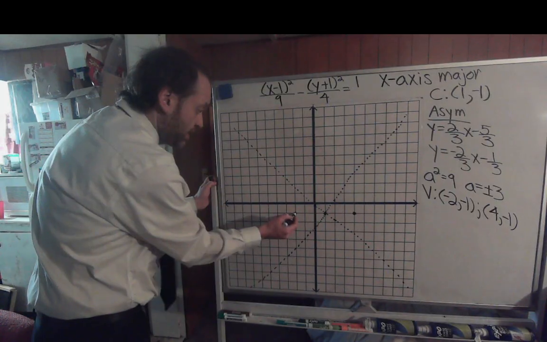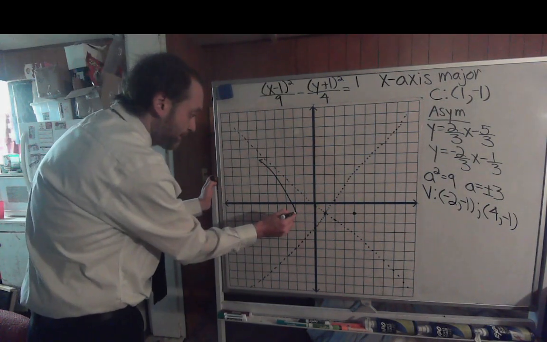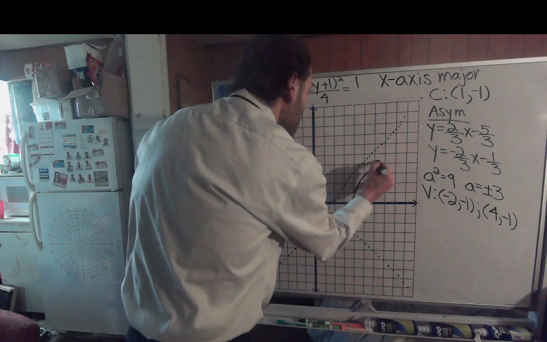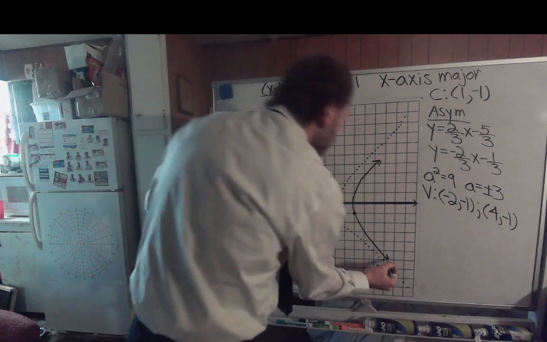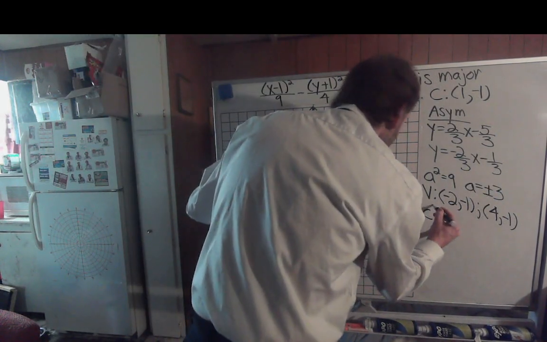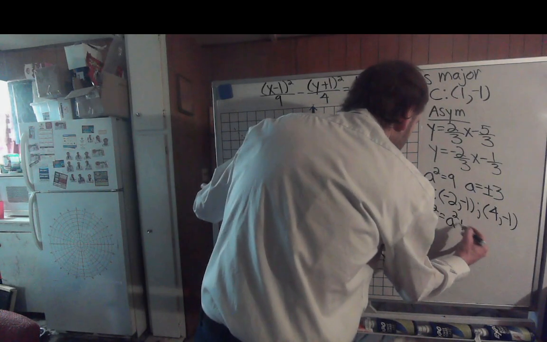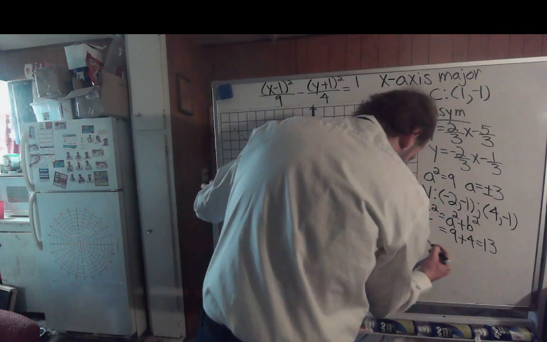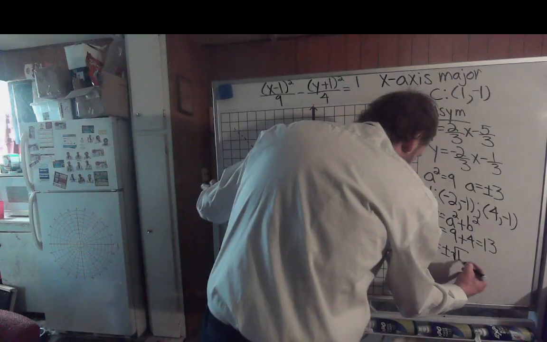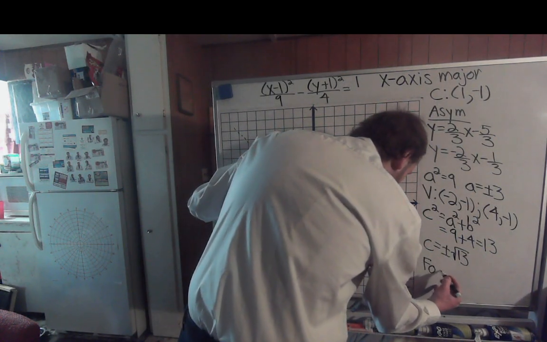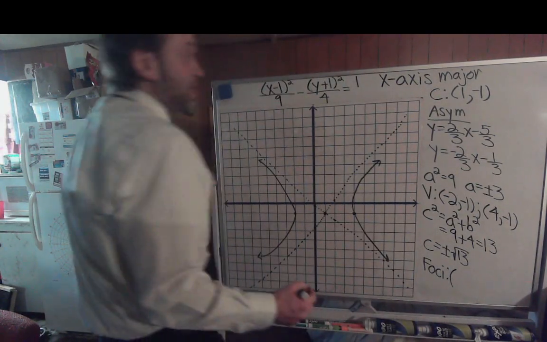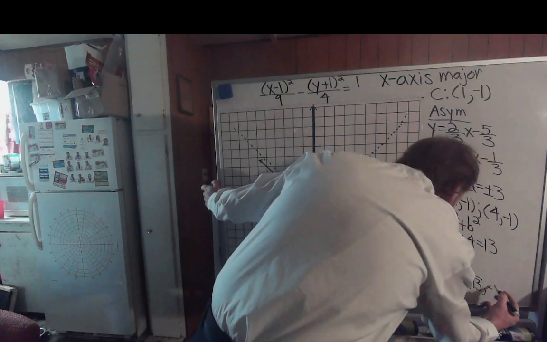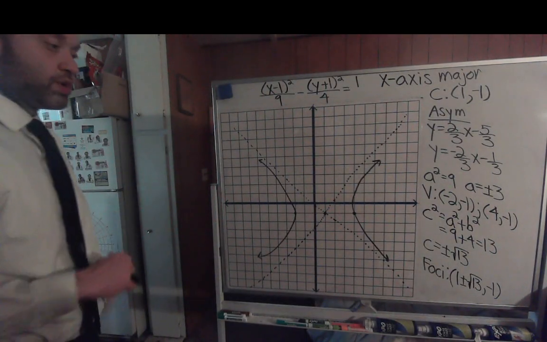Now you have enough to go ahead and draw this hyperbola. And then please don't forget your foci. So c² = a² + b², which would equal 9 + 4, which would equal 13. So c = ±√13. So your foci, since the x-axis is major, you'll take 1 ± √13 and a y-coordinate of −1. So let's find those coordinates of the foci.